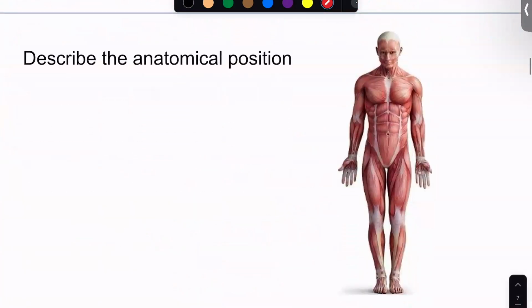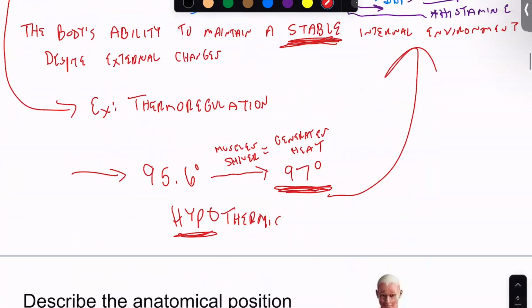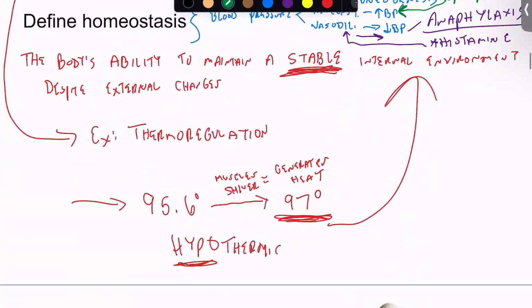All right, so describe the anatomical position. Sorry, one thing I wanted to put here is that a lot of the time homeostasis relies on something called negative feedback loops.